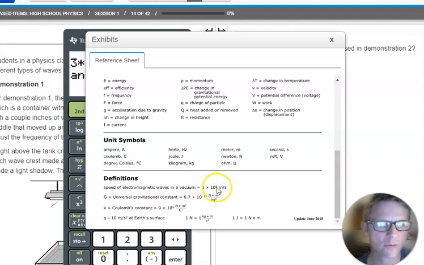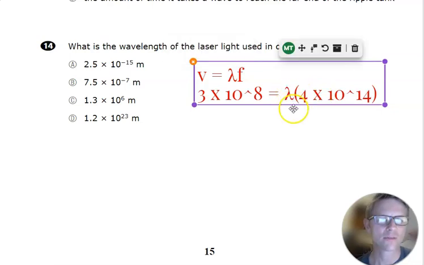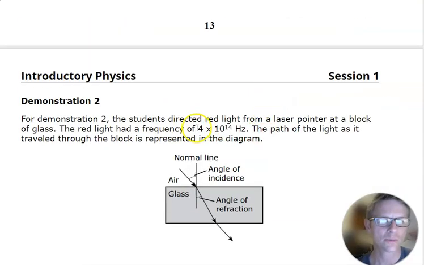There it is, 3 times 10 to the 8th meters per second. So we can plug in 3 times 10 to the 8th, and then we're trying to find the wavelength lambda, and they tell us that the frequency is 4 times 10 to the 4th somewhere in this description. 4 times 10 to the 4th.